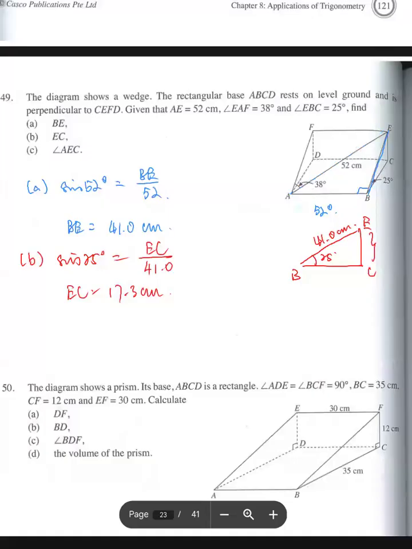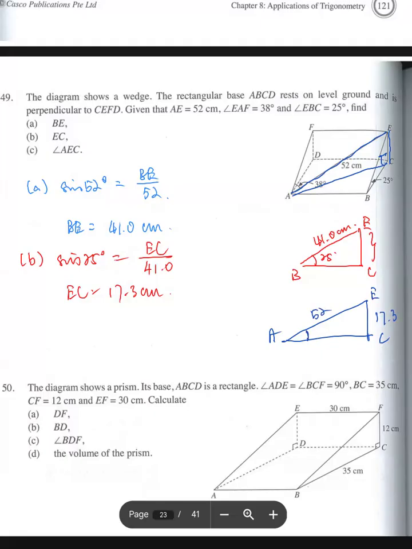Okay, finally, to find angle AEC, AEC is here. Okay, so this is 90 degrees. Again, to minimize my careless mistake, I'll just redraw my triangle. AEC. So I know EC is 17.3. AE given is 52. Okay, I want to find this angle here.